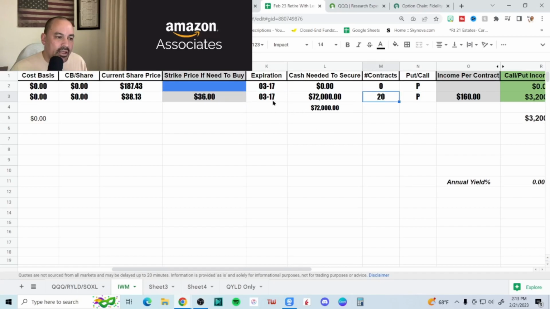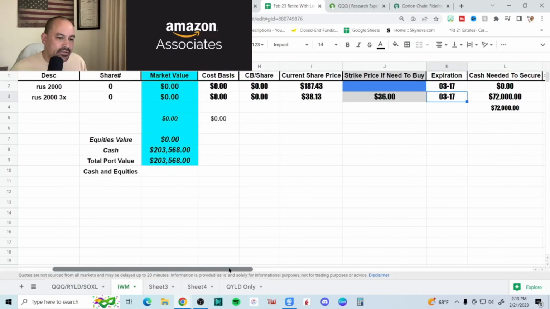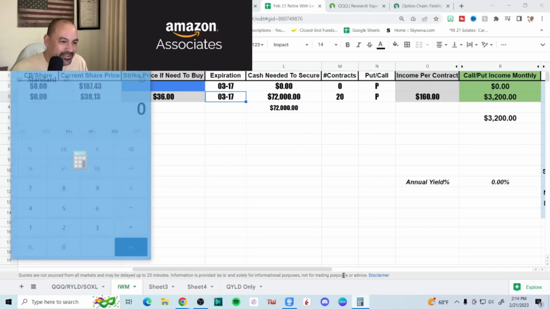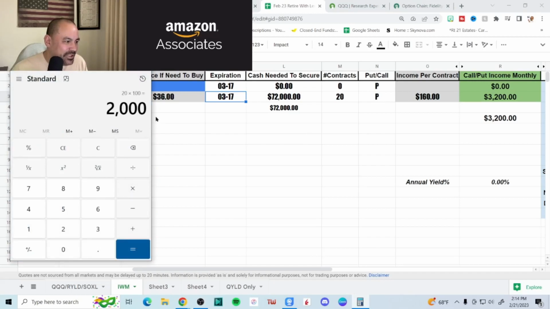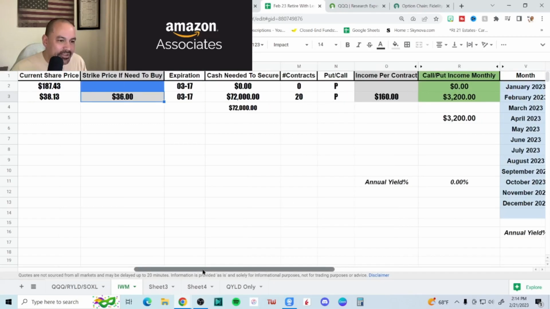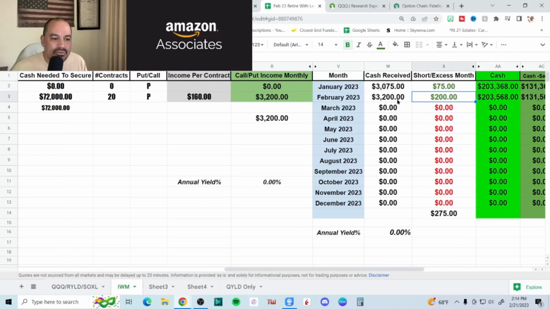So that means on March 17th, if TNA, which is the 3X leveraged Russell 2000, we would need to buy 2,000 shares. Wait, 200? Nope. 2,000 shares. Is that right? Gosh, math is not my best friend today. That is correct. 2,000 shares on March 17th if TNA closes at $36 or below. Okay. And for that promise, we got paid $160 per contract or $3,200 for the month. So we have an excess of $200 because we do require $3,000 to spend on our bills. And there we have it.